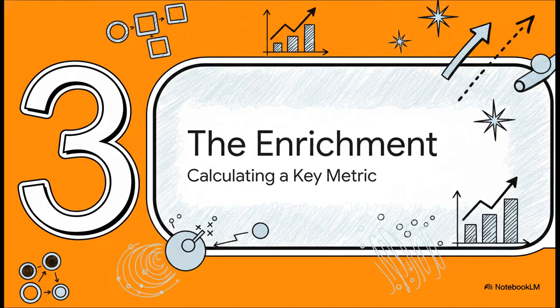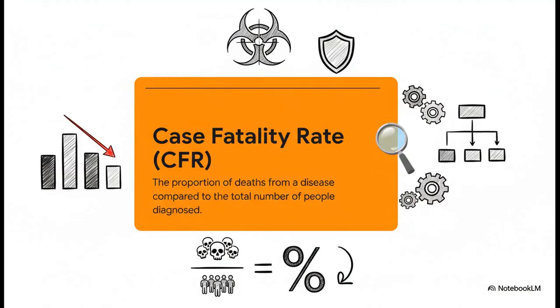Okay, phase 2. Our data is now clean, it's reliable, we trust it. So we can stop just fixing the data and start enriching it. This is where we get to create brand new, valuable information from the numbers we already have. This is where the magic starts to happen. And we're going to do that by calculating a really powerful metric called the case fatality rate, or CFR. It sounds complicated, but it's not.